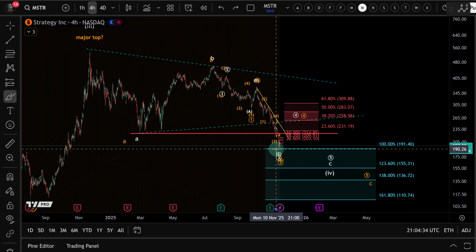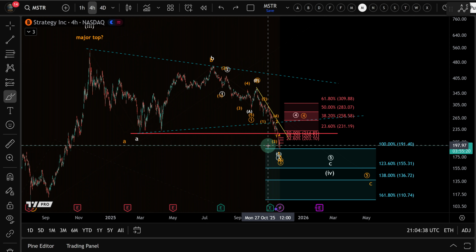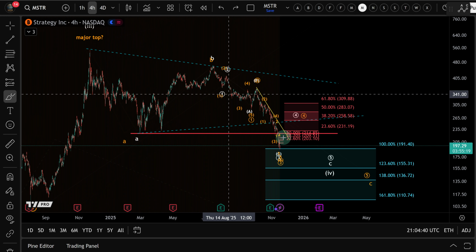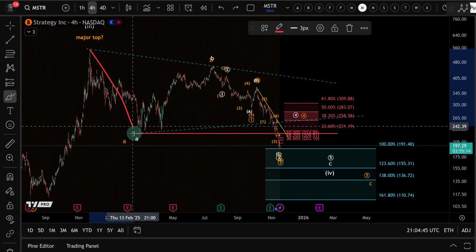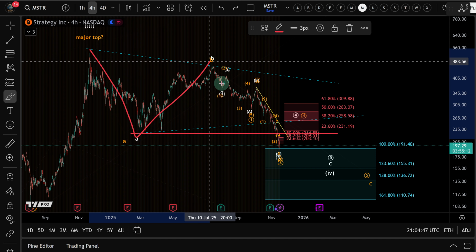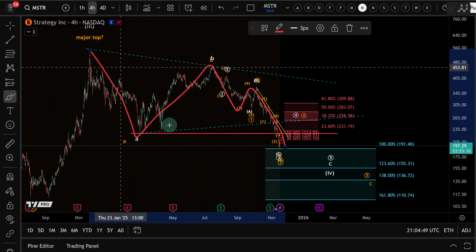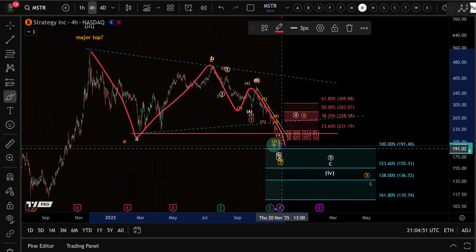Sometimes they are WXY structures, which are not really shorter, but more complex ones. The WXY is 3 waves in W, 3 waves in X, and 3 waves in Y, so it's a 3-3-3 pattern. And the 100% extension is a typical target, which is why I say, well, maybe we form a significant low here. However, the WXY structure is usually not the most likely scenario.